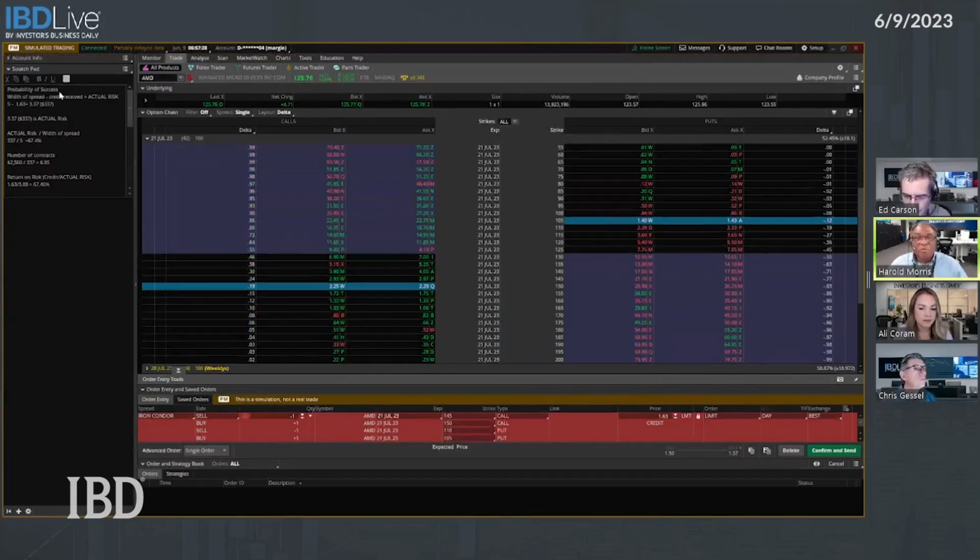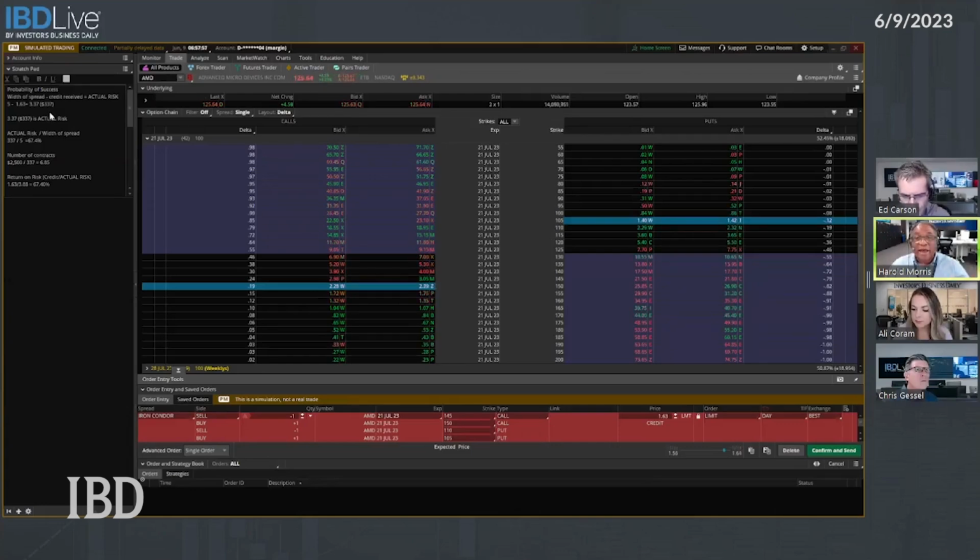So our probability of success. We first need to determine what our actual risk is in this trade. So we take the width of the spread. It's $5 wide on each side. You just take the difference between the strikes. So it's $5 wide on each side, minus the credit received. That's going to give us our actual risk of $3.37, or in option terms, you multiply by 100, so $337. That's the actual risk that you've got in this trade.